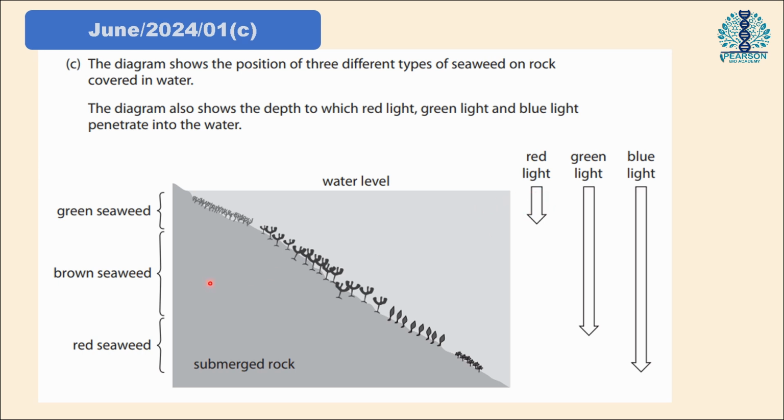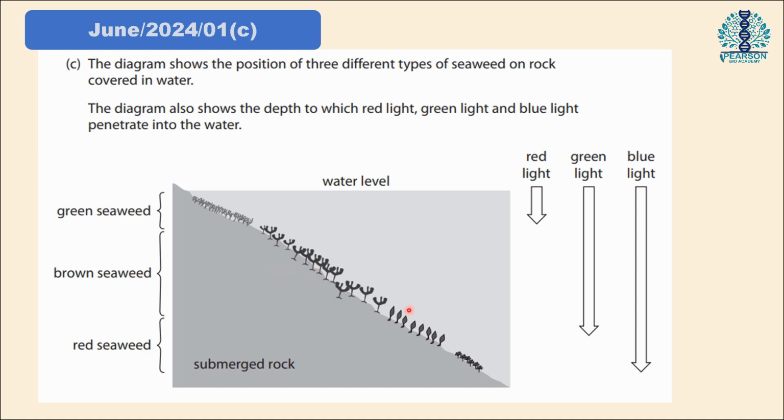And next, the brown seaweed. It's located a little deeper where red light cannot reach. However, green and blue light can still penetrate to the brown seaweed. So brown seaweed absorbs green and blue light but does not absorb red light. This position allows the brown seaweed to make the most of the light available to it at that depth.